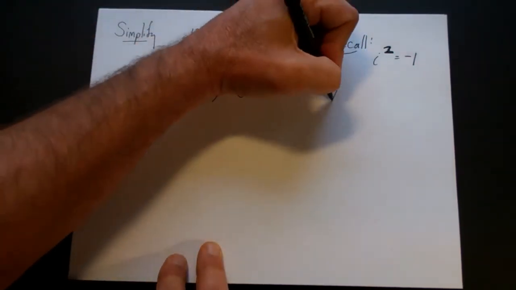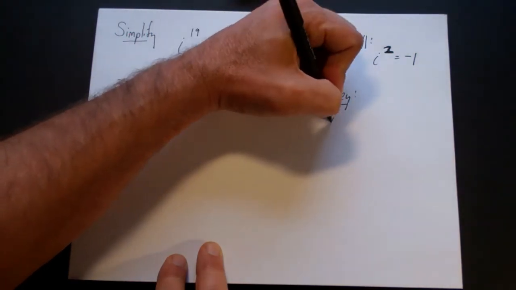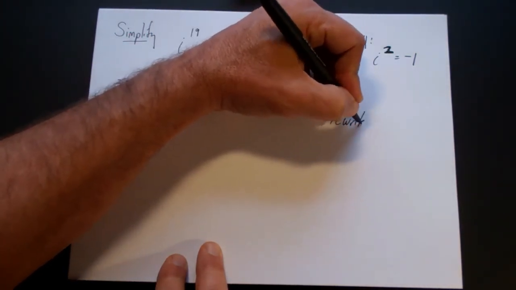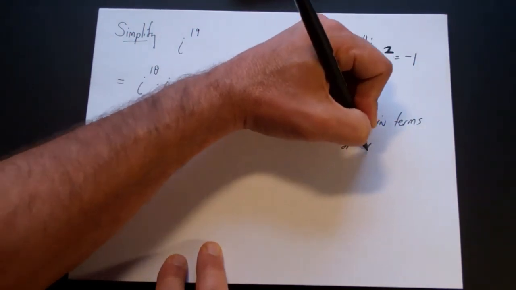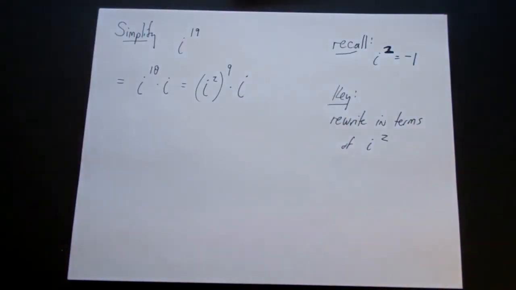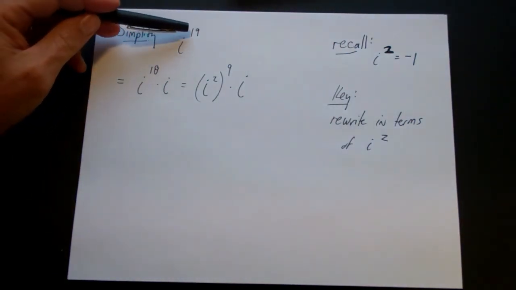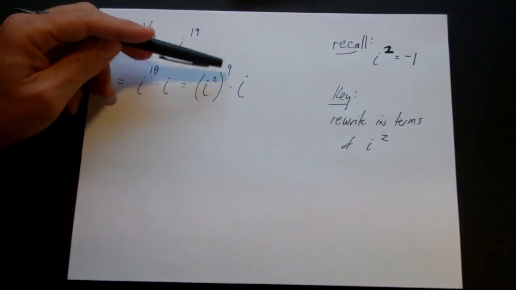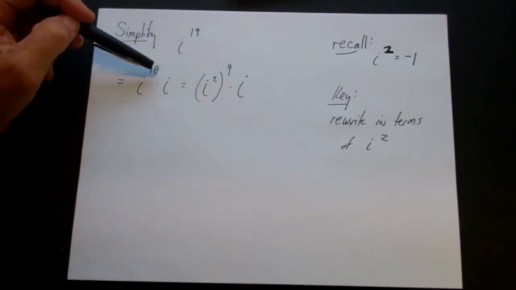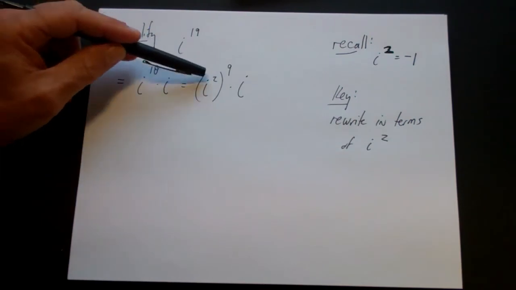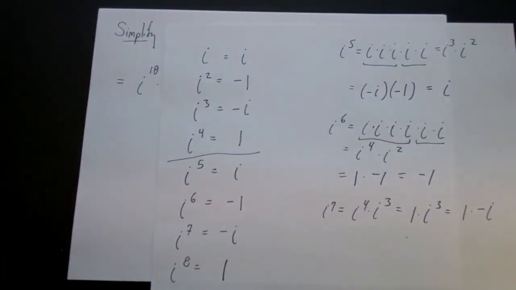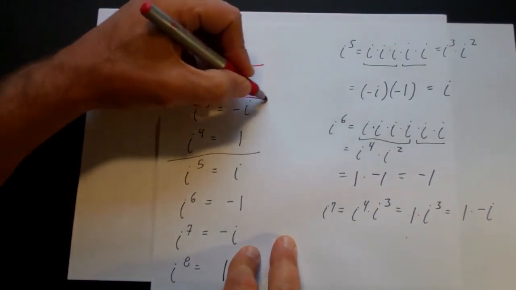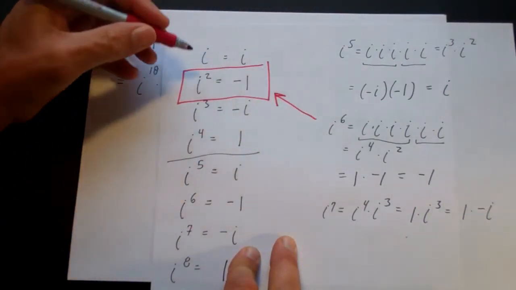So the key is to rewrite it in terms of I squared. 19 is 2 times 9 plus 1. If we look at this, I squared, we kind of want to memorize that. So let's write that down and memorize that. I want you to memorize that I squared is minus 1.